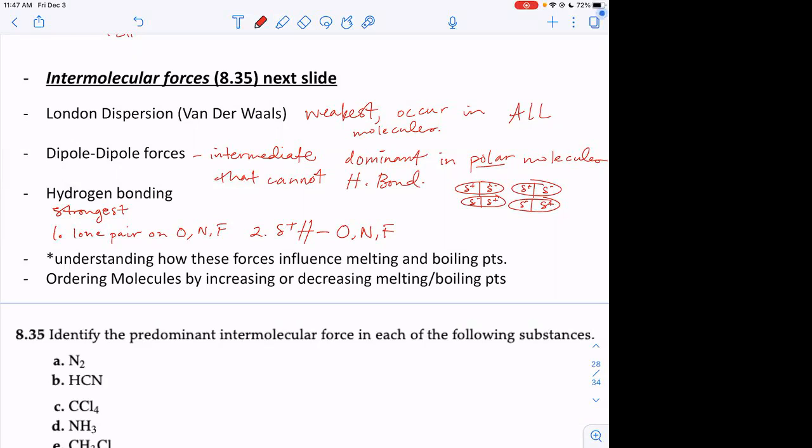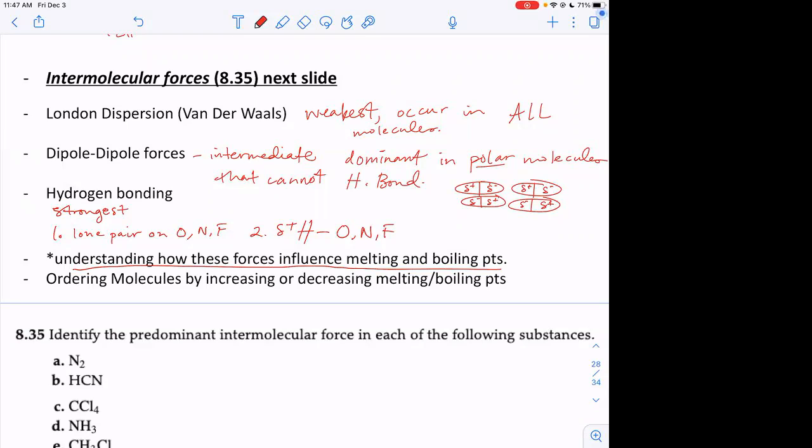When we explained all these, the biggest takeaway is we looked at understanding how these forces influence melting and boiling points. So what I did on the exam is I gave you a couple different kinds of molecules, maybe a non-polar one, a polar one, and one that can hydrogen bond. I said, which one would have the highest melting point? Which would have the highest boiling point? Or vice versa, I could say which one would have the lowest.